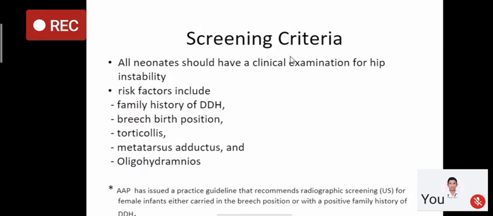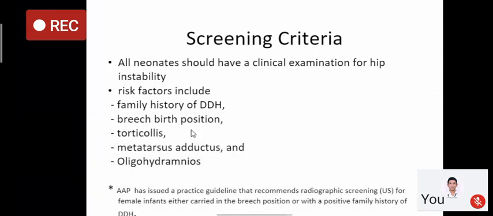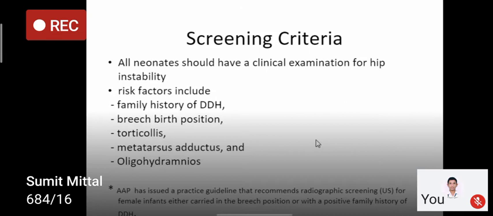So, which are the children who should be screened? All neonates should have a clinical examination of it. All neonates, especially with a history of DDH, breech, torticollis, metatarsus adductus, and cases with oligohydramnios. They should undergo screening of this.